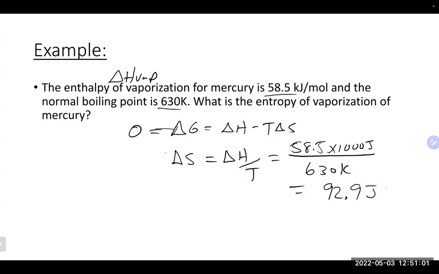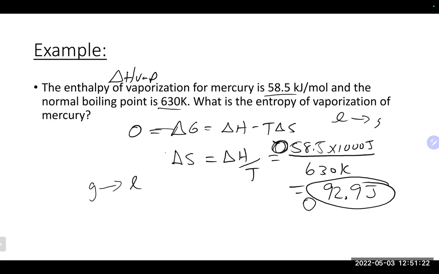92.9 joules. And that is a positive number with the assumption here that we are going from liquid to gas. Just like in the water example I asked about just a second ago, if we were specifically going from gas back to liquid, the only thing that would change is we would have a negative value here, which then would obviously give us a negative value on this. And again, that would make sense going in that direction.